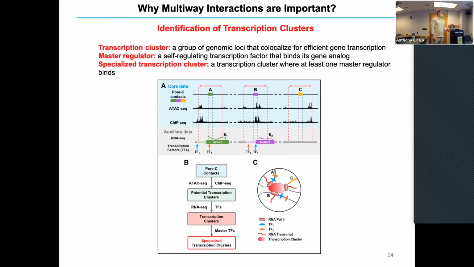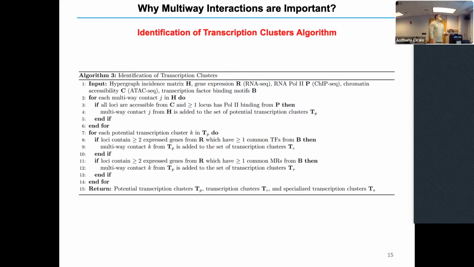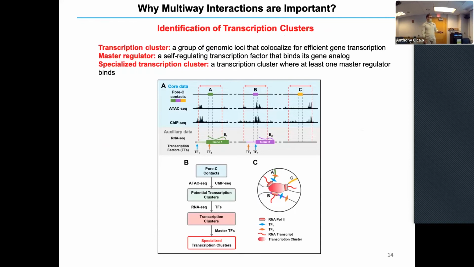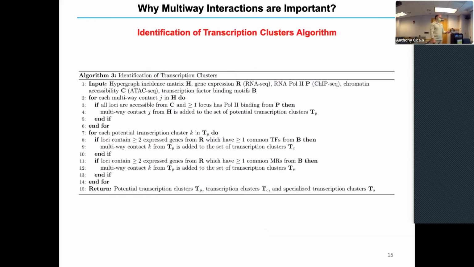And that's why multi-way interactions are important. We can identify these things from data. And this is the algorithm I walked you through. I feel like it's much simpler to walk through the algorithm using this chart than using this algorithm.